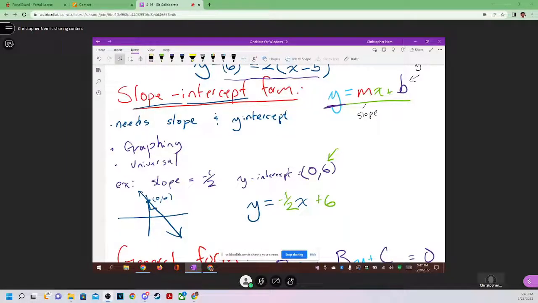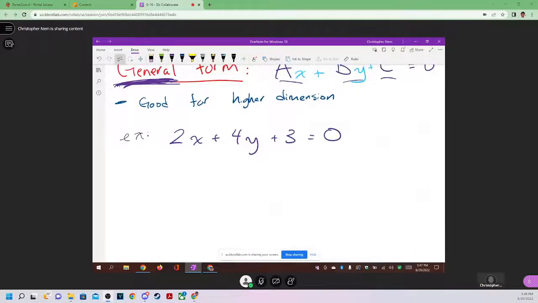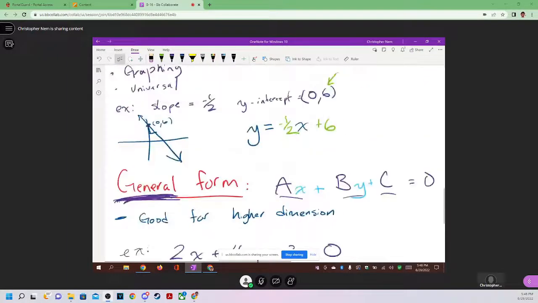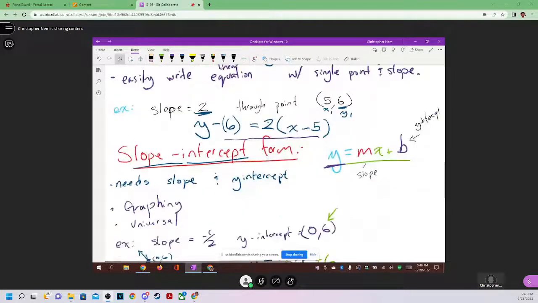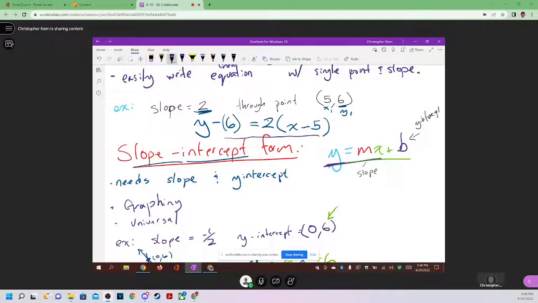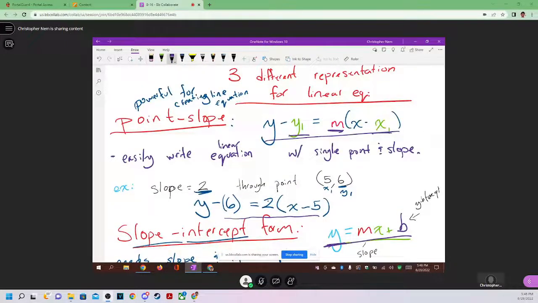Because when you're graphing this, I can just easily find the y-intercept and then put a dot at the y-intercept, in this case over here. And then I just follow along. General form is very good for higher dimensions. There's not going to be anything too specific in this class regarding general form, but you will encounter that in later courses. So, next thing is, I told you that point slope is the most powerful one, but our answers are generally going to be in slope intercept form because you can only have one slope intercept form for a linear equation. You can have multiple different answers for point slope, which is the reason why it's hard to grade.